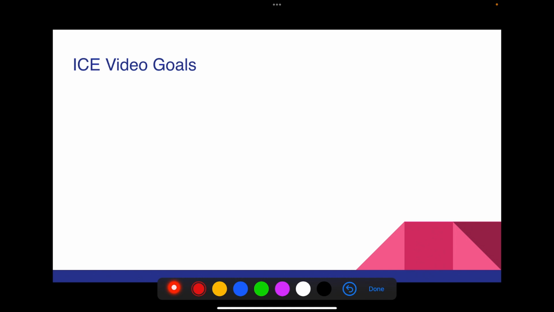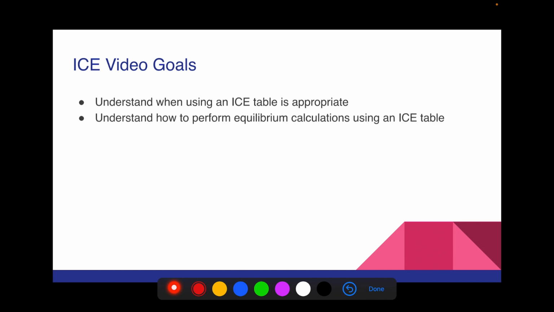That brings us to the end of this video. Let's review our goals. First, we looked at when to use an ICE table, and then we looked at how to perform calculations using an ICE table.